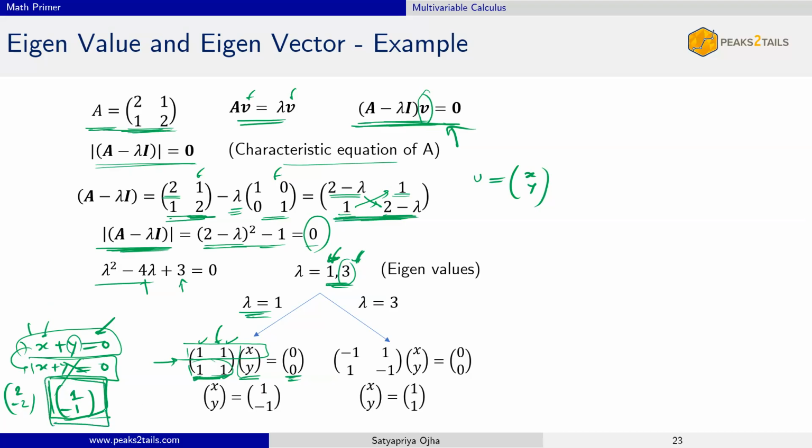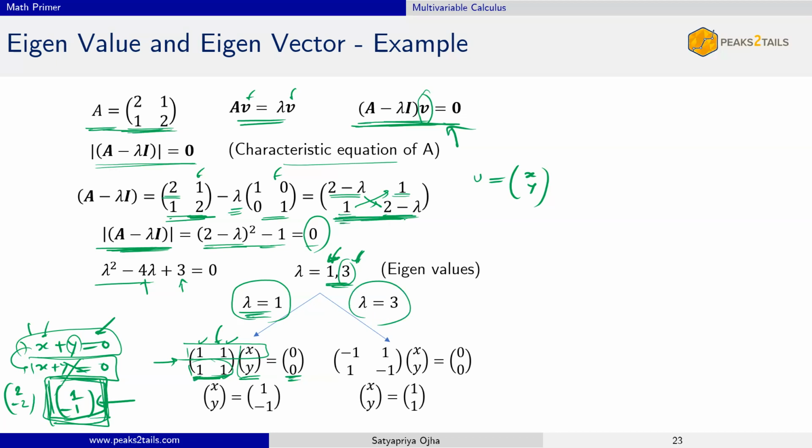Any vector in this direction will be scaled by 1. Minus 1, 1, 2, minus 2, anything. Okay, 0.5, minus 0.5, that also works. But when we report, software will report it like this, 1, minus 1. Okay, let's look at the other side.